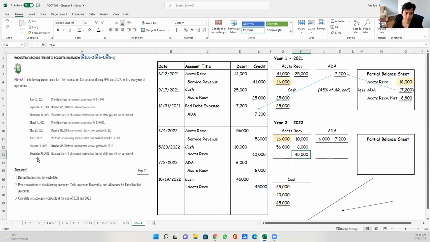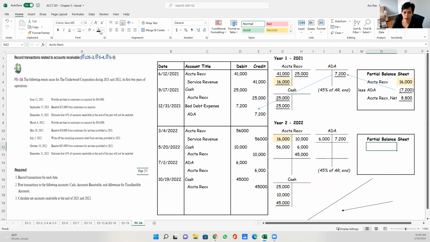Okay. Then finally, on December 31st, 2022, this is the end of the second year, they again say, whatever accounts receivable is there at the end of the year, 45% I'm not likely to get. So again, they're giving me this expectation that 45% of the accounts receivable will not be collected. So now we've got to go through the same process of what we had done before.